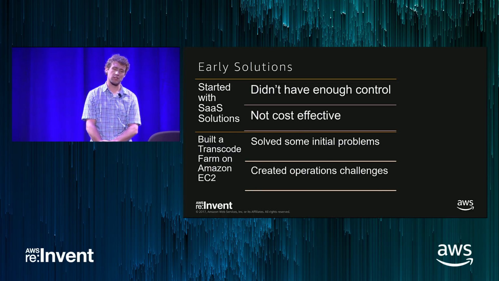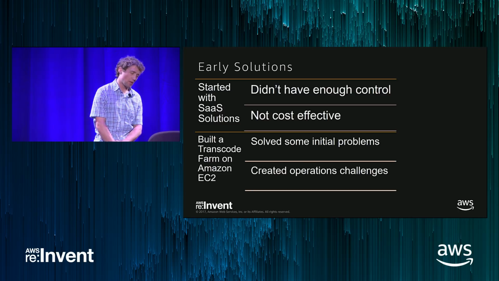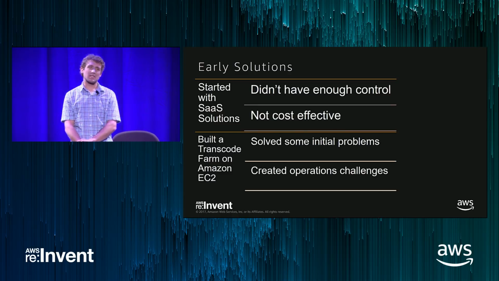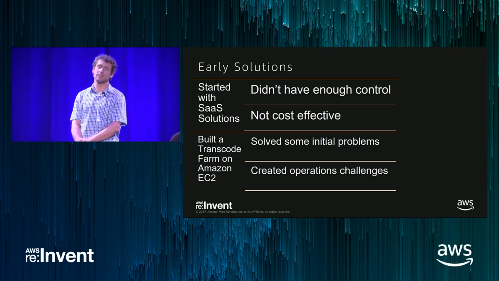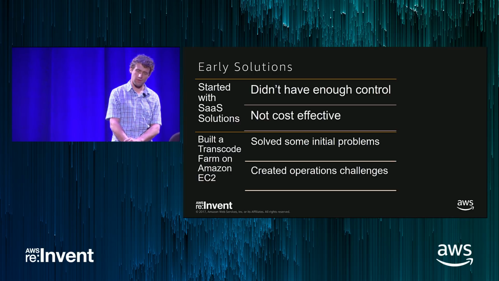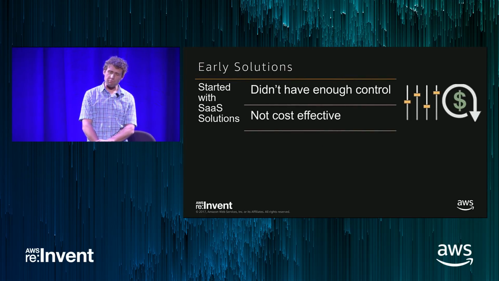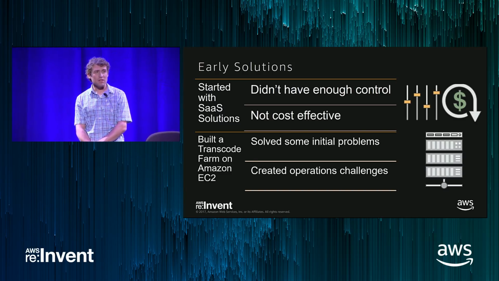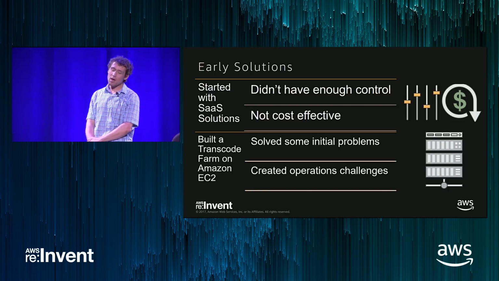So our early solutions included some popular software as a service solutions. We ran into a few issues with these. The first was that, coming from lots of video backgrounds, we wanted more control over the process eventually. And also at scale, we found it wasn't particularly cost-effective. In particular, the marginal cost of producing additional output formats after we'd already transcoded one variety wasn't quite what we thought it could be. So our initial approach was to build a transcode farm on EC2. Pretty straightforward here. It solved the control issue and the cost concern to some extent, but created some operational challenges.